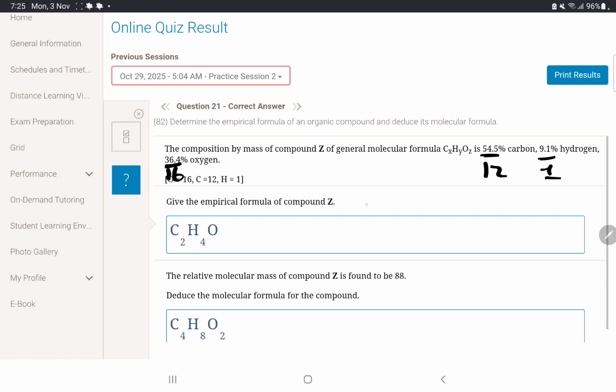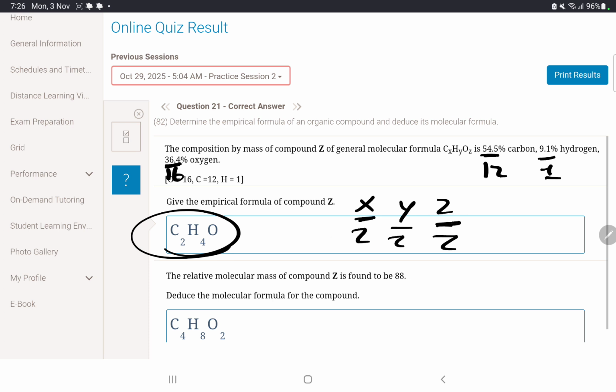The answers are, let's say, X, Y, and Z. The smallest one, we divide by the smallest one. So let's say the smallest one is Z. You divide by Z, you divide by Z, you divide by Z. When you divide, you'll get this answer in the end. You'll get 2 for C, 4 for H, and 1 for O. That means O had the smallest one. So yeah, I was actually right. Somehow I actually guessed that right. You'll divide everything by O, and you'll get C2H4O.